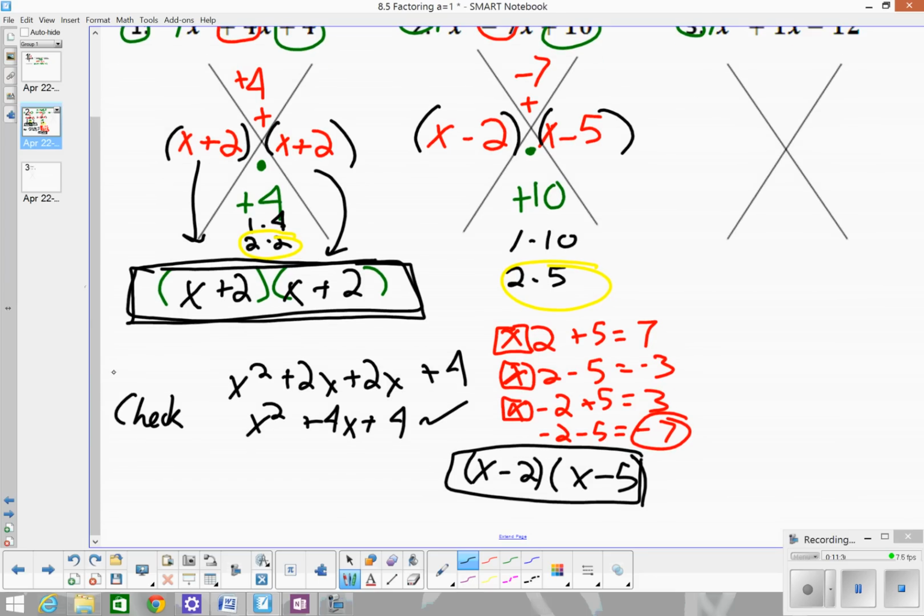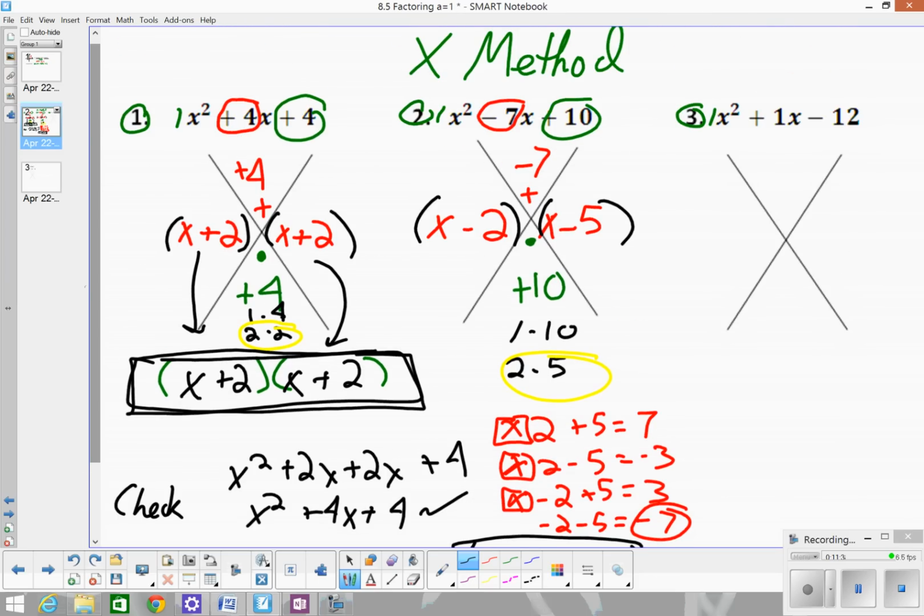Okay, I am going to do one more with you. One more, and then next one's a money problem. Okay, let's stick with the colors.